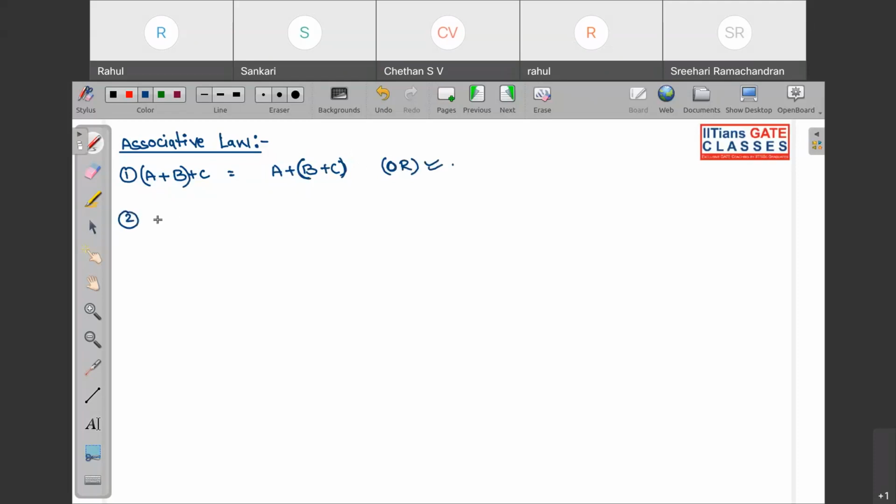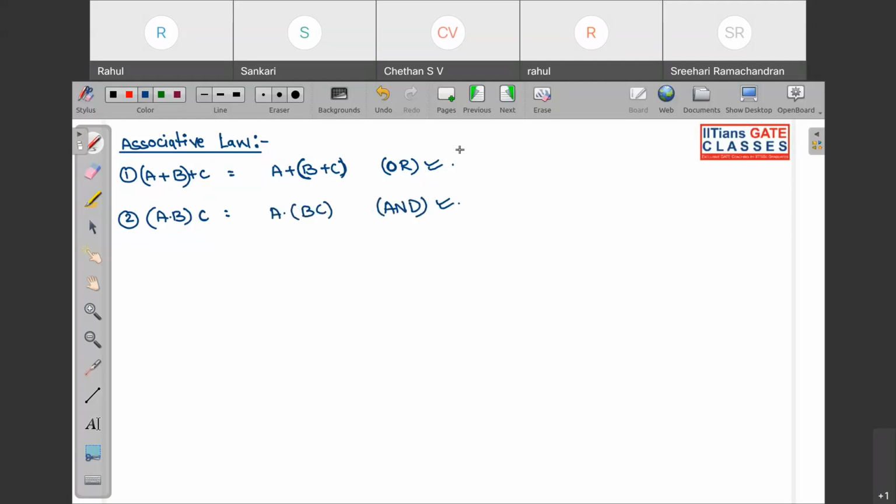Similarly, let us check for AND. If I interchange the order in which the inputs are getting operated on, and it remains same, then I will say associative law holds true. So this is your AND. Even AND is following associative law.